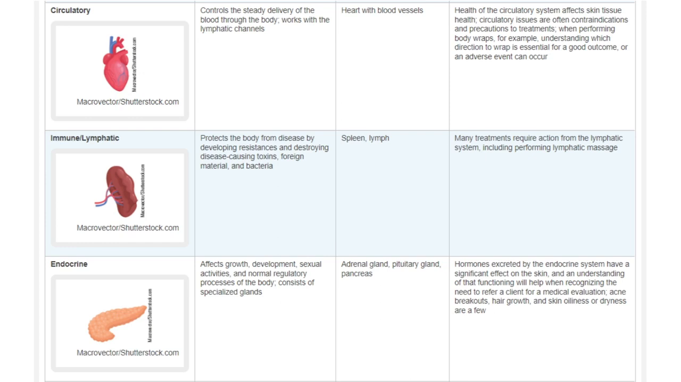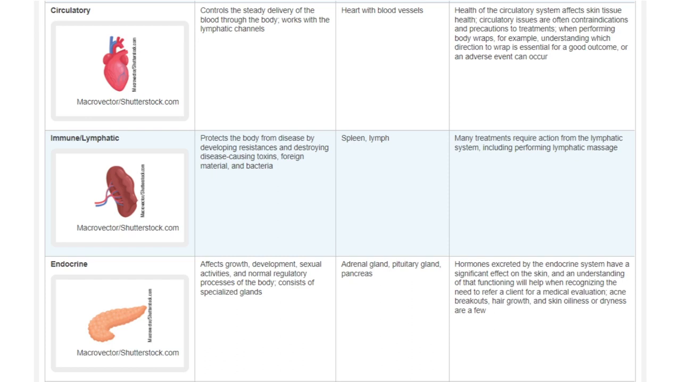Immune/lymphatic system. Functions: protects the body from disease by developing resistance and destroying disease-causing toxins, foreign material, and bacteria. Organs: spleen, lymph. Why know this? Many treatments require action from the lymphatic system, including performing lymphatic massage.